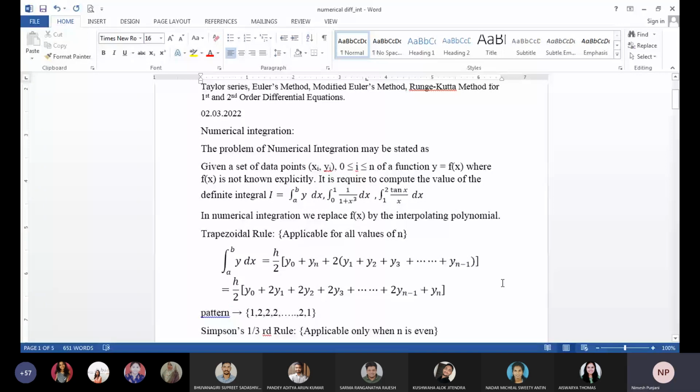But since you are not a student of BSc Maths, you are a student of BSc IT, here the application matters the most, not the derivation. So we will skip the derivation part and directly come to the formula of the trapezoidal rule. Using the trapezoidal rule, integration a to b y dx.